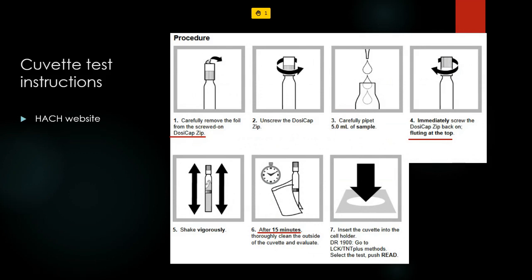Then screw the dosy cap back, but changing the fluting at the top, okay? Because inside this part of the cap, there is a reagent in powder. So in step number 5, you have to shake the cuvette until the reagent in the cap is dissolved. And then you have to wait 15 minutes until the reaction completes. When the time expires, you can put the cuvette in the instrument and you will have the concentration of ammonia.